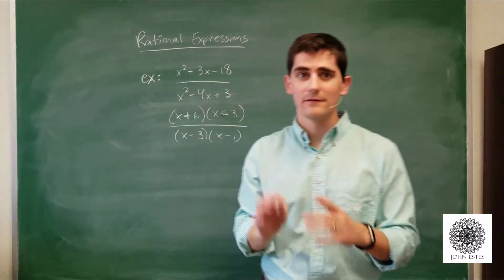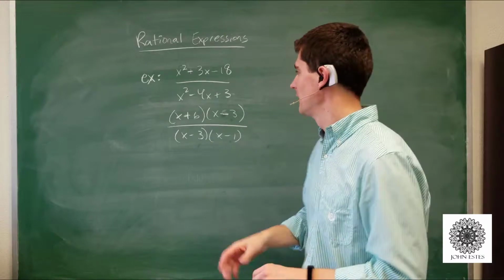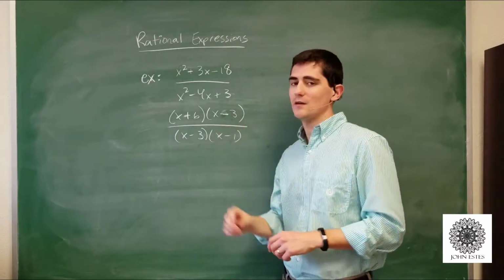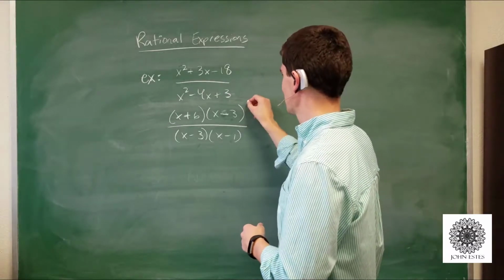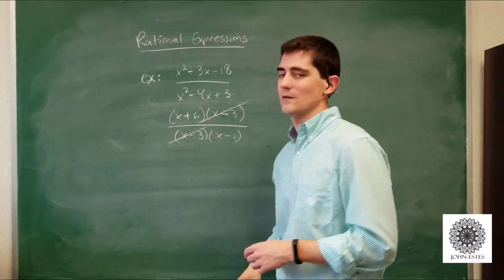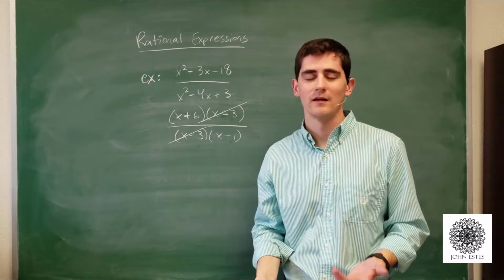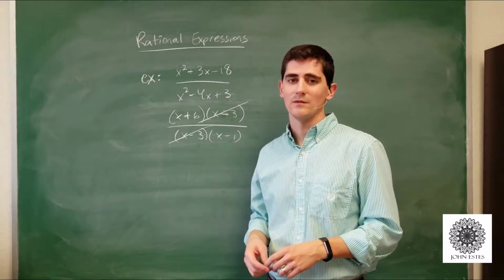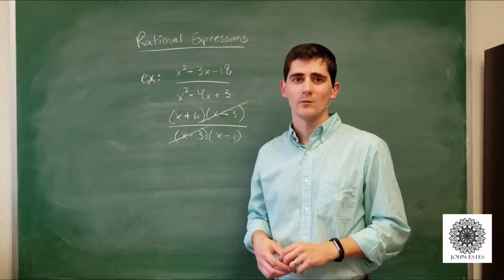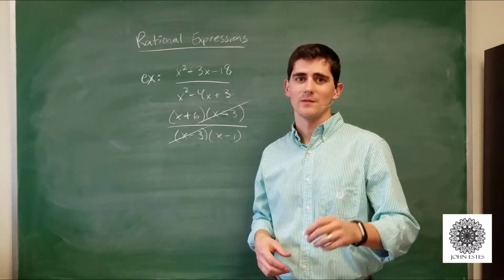Okay, so now I have factored the numerator and the denominator, and you can notice that my numerator and my denominator have a common term. That common term is x minus 3, so I can cancel those out like that. And that's how we simplify a rational expression. And this is just like the way we simplify fractions. I'm going to show you a couple more examples, and I hope this makes sense.